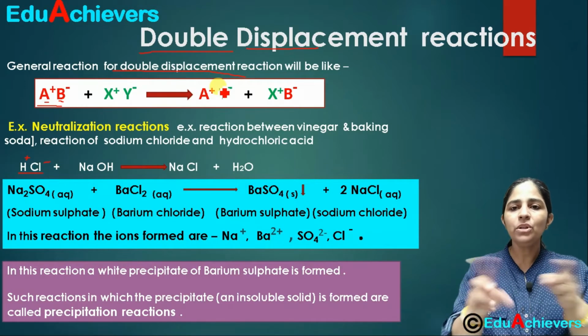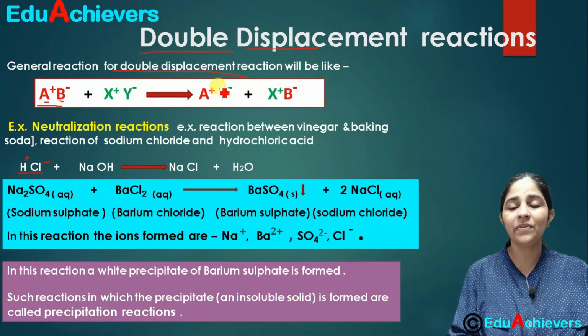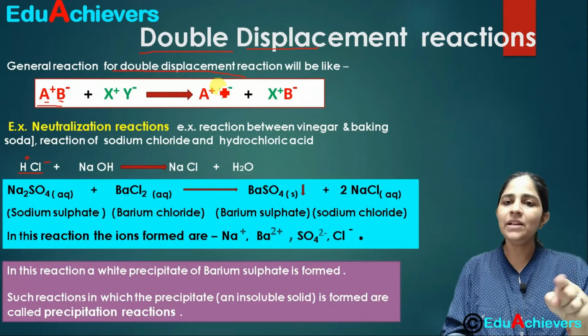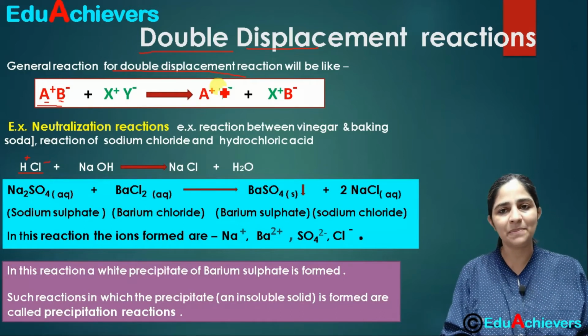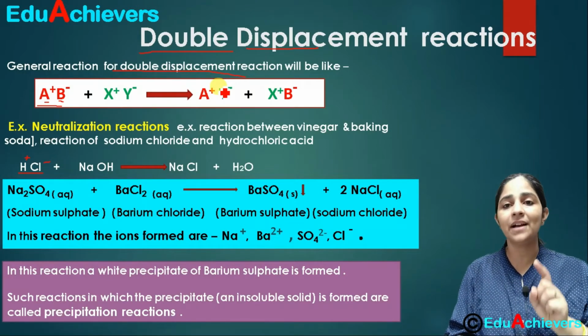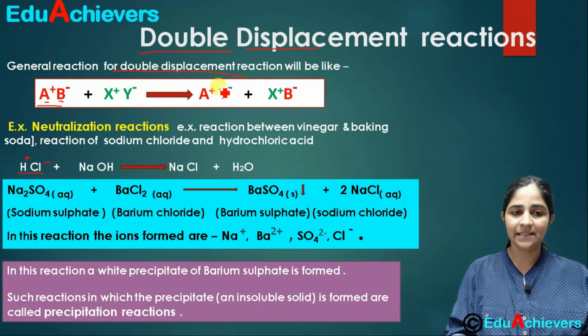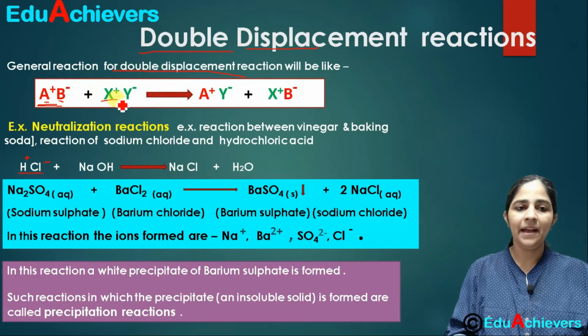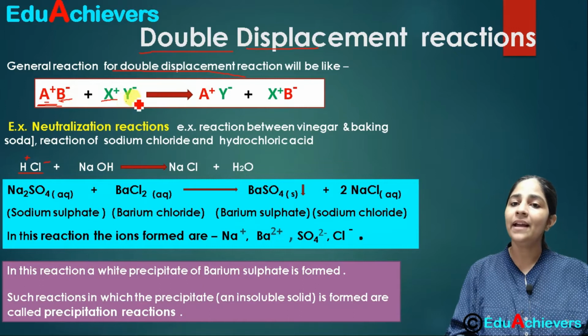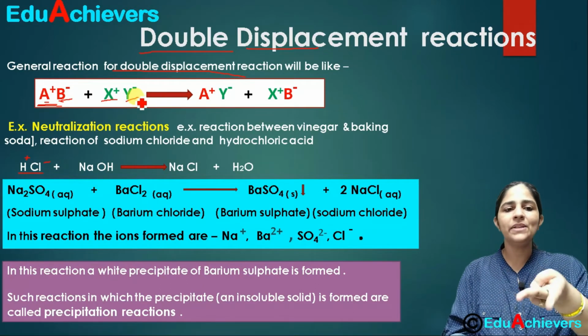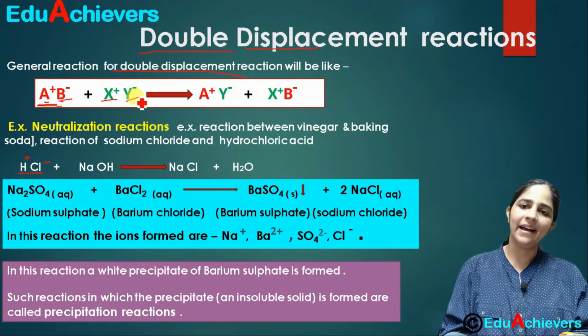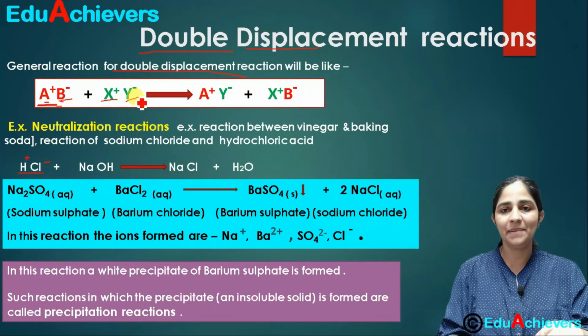When they both change their places, you have to understand that either the anion will change its place or the cation will change its place. Now what are cations? Positively charged ions are cations and negatively charged ions are anions. So here A is a cation and X is a cation, and B and Y are anions. You can change the place of either cations or anions. In both ways, it is a double displacement reaction.